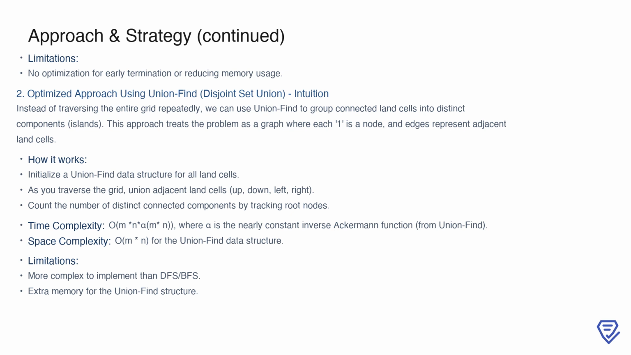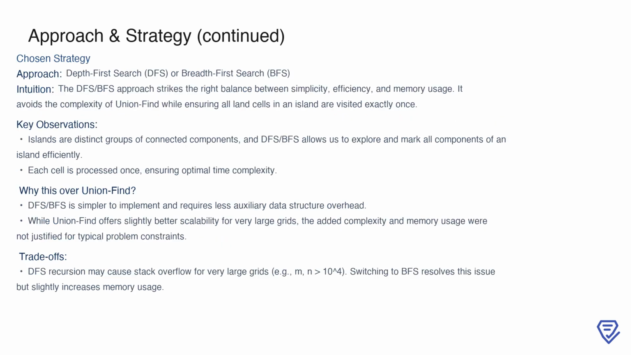This approach has a time complexity of O(m*n alpha(m*n)), where alpha is the nearly constant inverse Ackermann function, thanks to the efficiency of union find operations. It also requires O(m*n) space to store the union find structure. Despite these advantages, it's worth noting that union find is more complex to implement and introduces additional memory overhead compared to DFS or BFS. Given these considerations, the chosen strategy for this problem is the DFS or BFS approach.